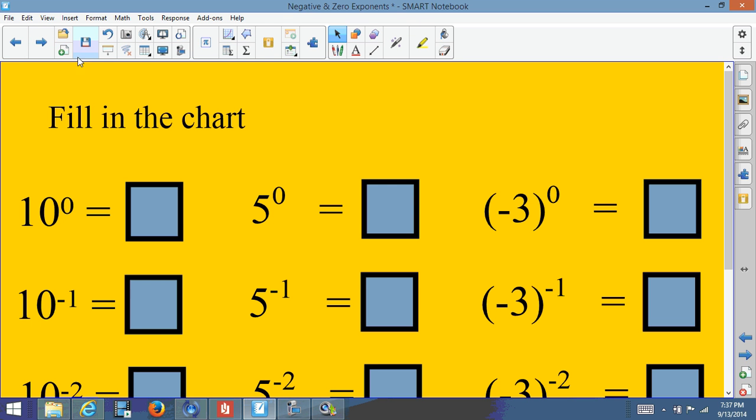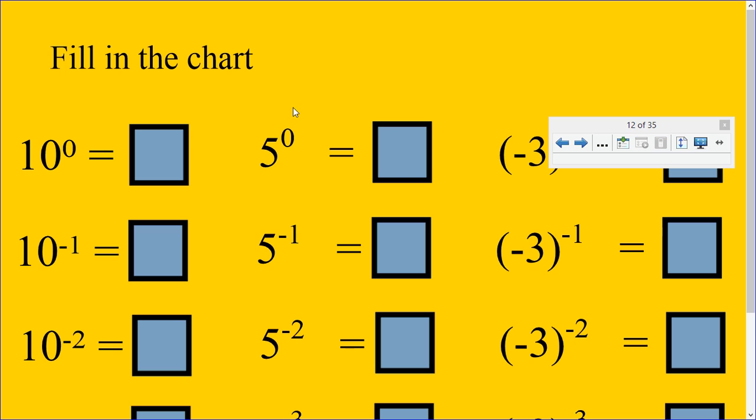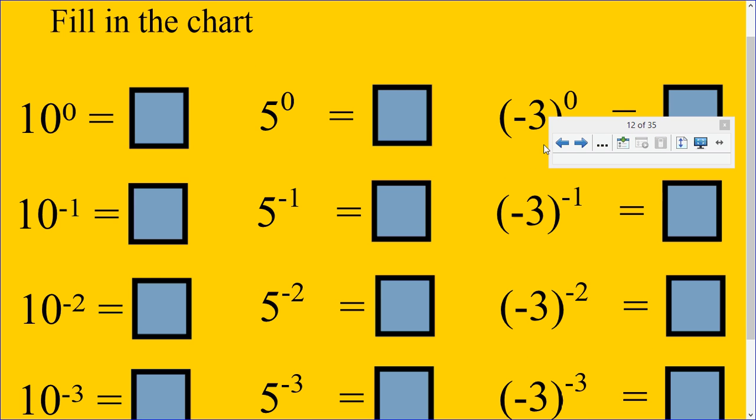Here's a chart I want you to fill in. Take a few minutes and see if you can fill them in. We'll do a few just to see if you're comfortable.